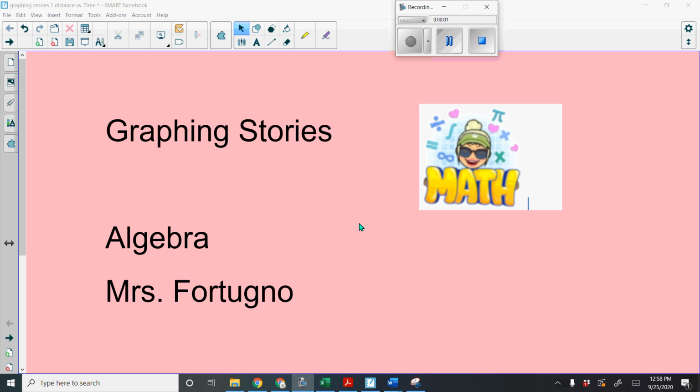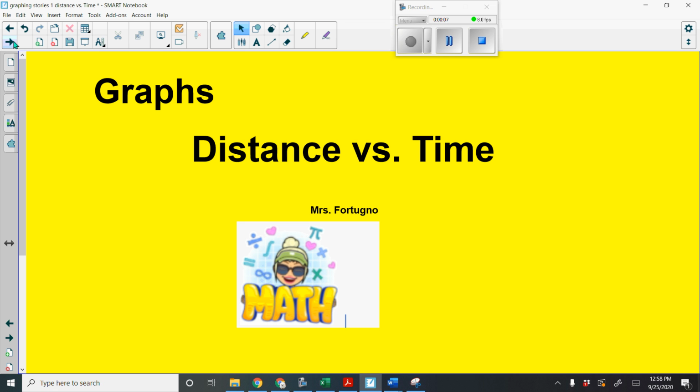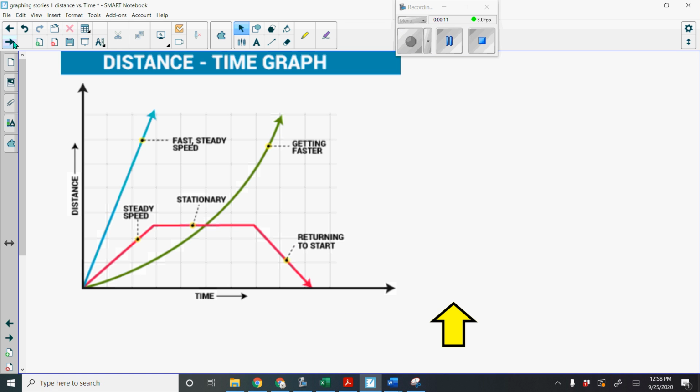Okay, hello students. Today we're going to be talking about graphing stories, and specifically we're going to be talking about graphs of distance versus time. Here is a graph just representing quickly different lines that you would see when you look at a graph with distance over a certain period of time. Okay, we have straight lines, we have horizontal lines, we have curved lines.